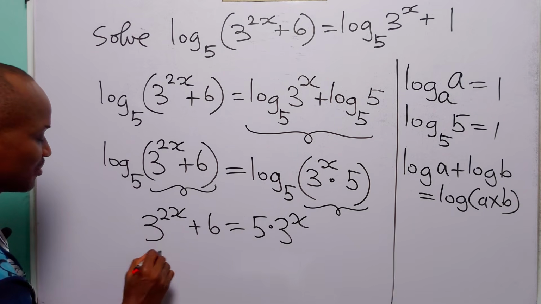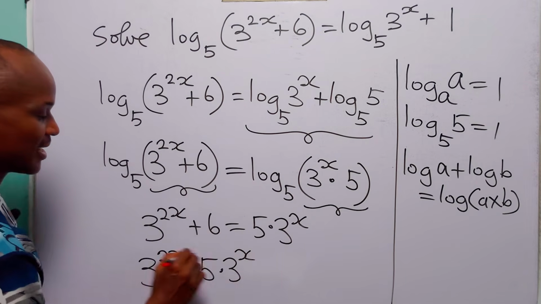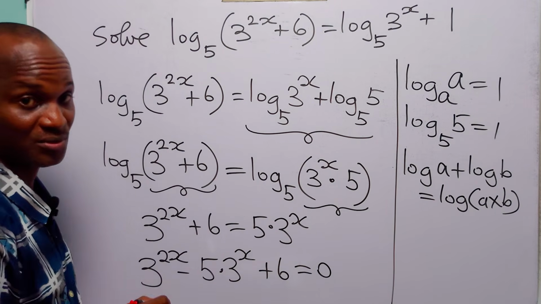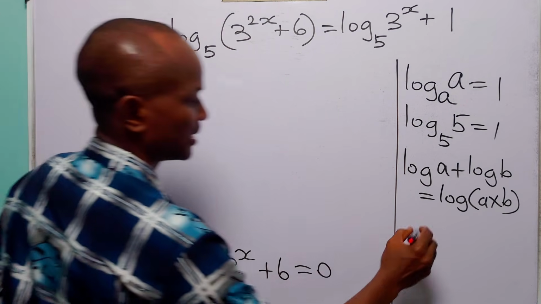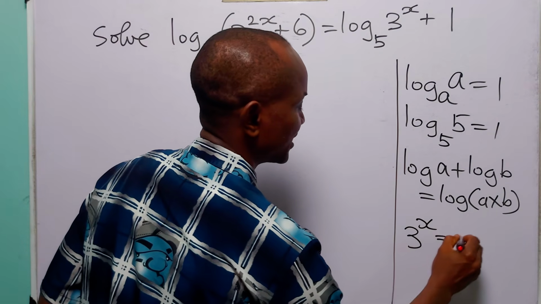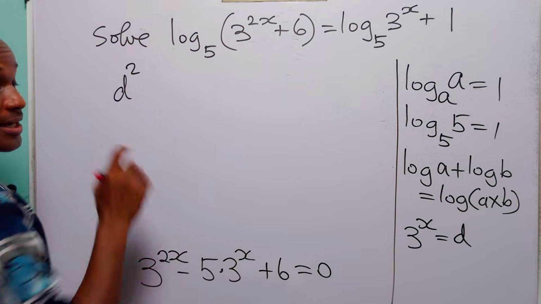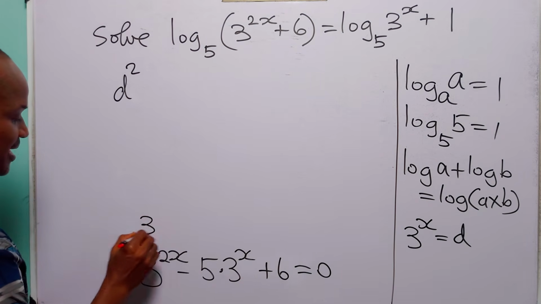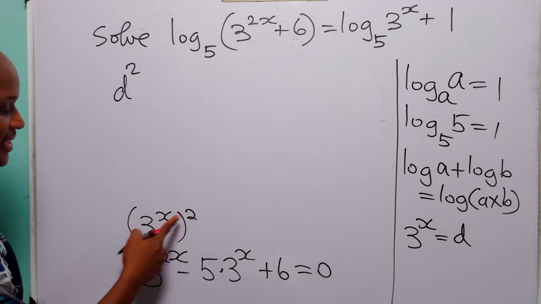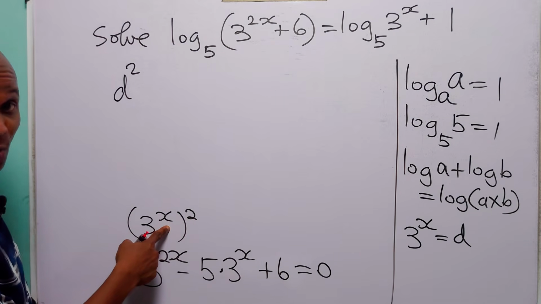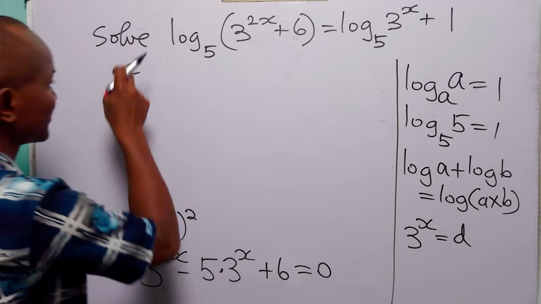Now let us rearrange this equation. We have 3 to the power 2x minus 5 times 3 to the power x plus 6 is equal to 0. Now let us simplify this equation with a substitution. Let 3 to the power x be equal to the letter d. Here we have d squared, because we can also write this as 3 to the power x squared. From our laws of indices, to open this bracket, we simply multiply these two powers. And when we do that, we have 2x, which is exactly what we have here. So this is d squared.